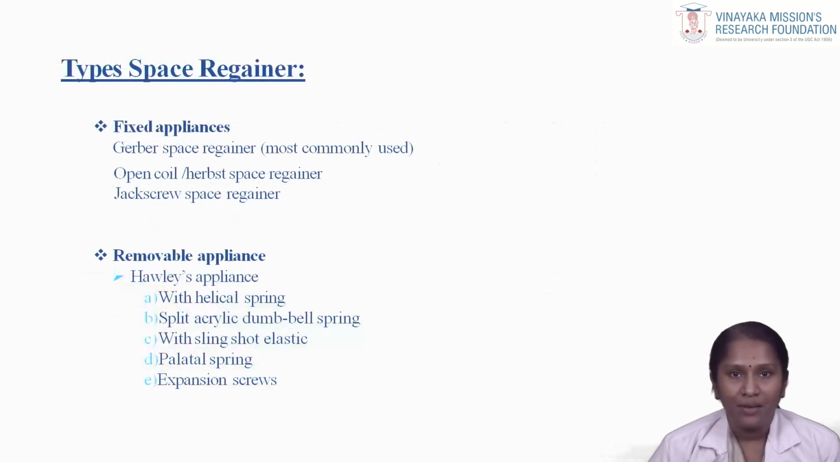second molar. There are two types of space regainer, fixed appliances and removable appliances. In fixed appliances, there is the Gerber space regainer, which is the most commonly used, an open coil or herb space regainer, and the jack screw space regainer. In removable appliances, we have the Hollis appliance with helical spring, split acrylic dumbbell spring with slingshot elastics, palatal spring and expansion screws.